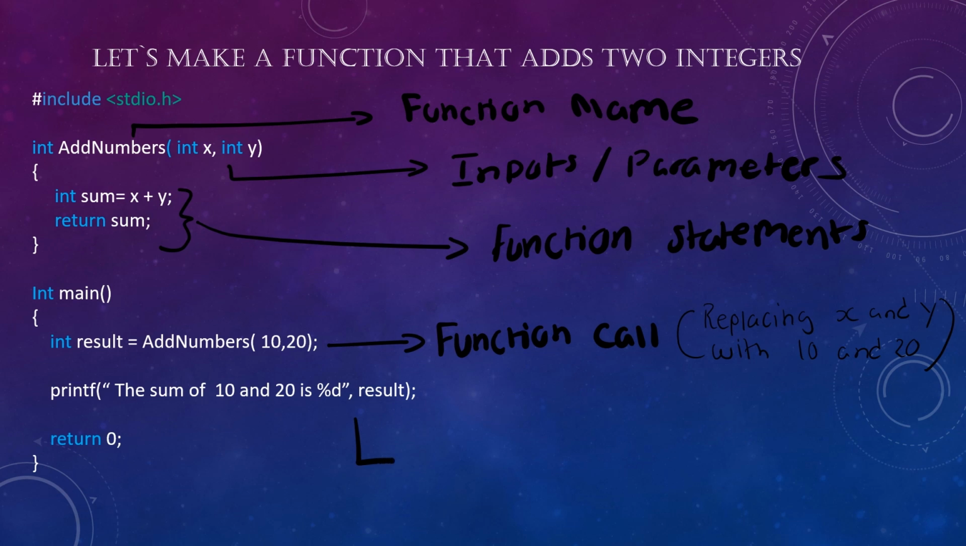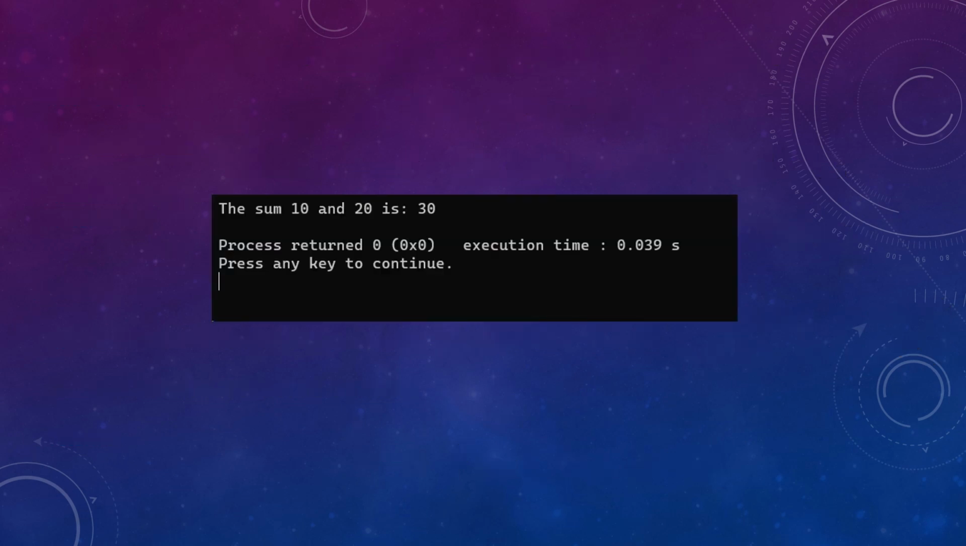The next line prints the result of the addition using printf. The format specifier %d is used to print the value of the integer variable result. The message "The sum of 10 and 20" is also printed. return 0 indicates that the program has executed successfully, and the main function returns 0 to the operating system.